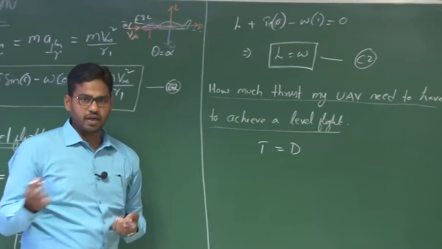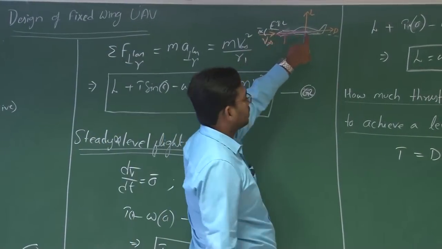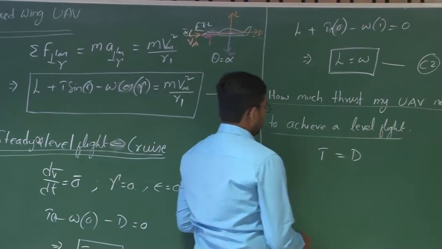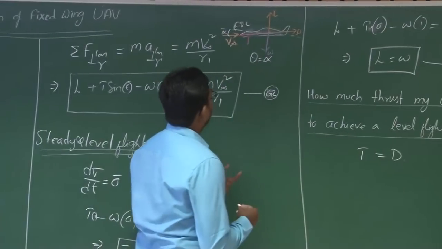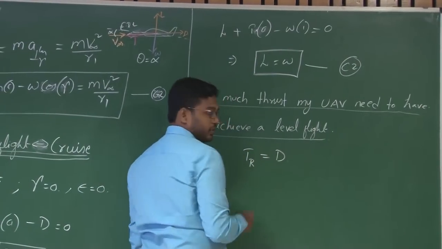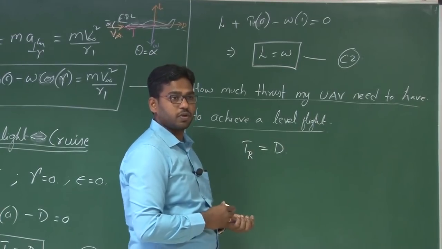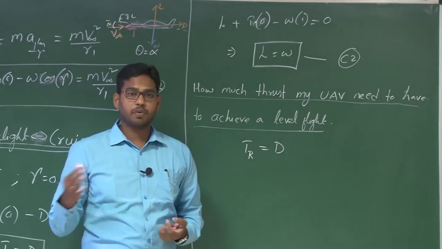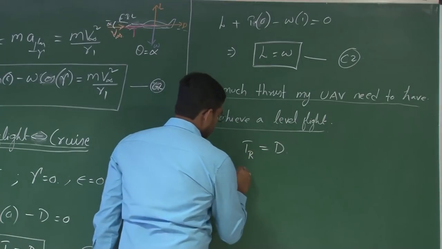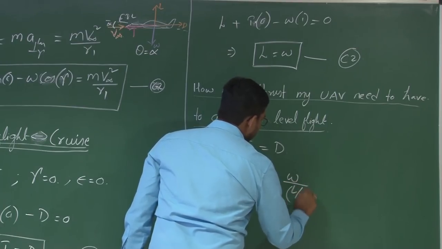We need to fly at a particular angle of attack. That's the whole idea, right? To generate the lift. So the aircraft still has an orientation during level flight. Now for this level flight, thrust is equal to drag. That means drag is the requirement of the system, and the corresponding thrust is the thrust required. This much thrust is what the propulsion system has to generate to have a level flight, right?